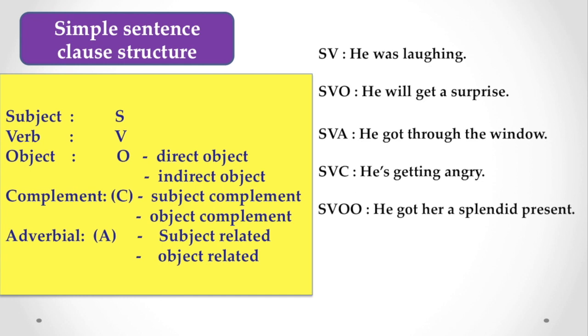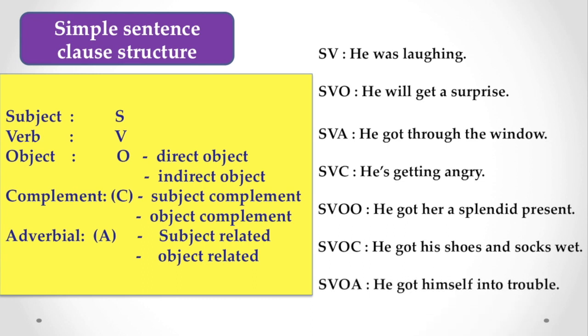Subject, verb, and objects, that is direct and indirect objects. He got her a splendid present. Subject, verb, and object and complement. Here, he got his shoes and socks wet. And another structure is subject, verb, object, and adverbial. He got himself into trouble.